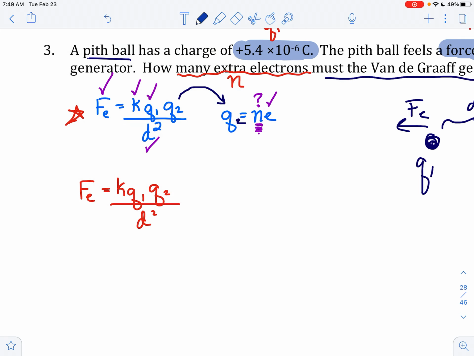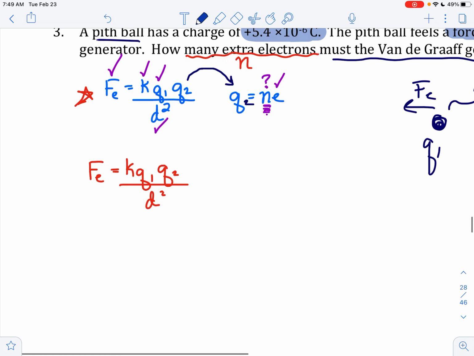How quickly you do this varies. Some students will be able to do this in their head. Others want to do one variable at a time. Some will do multiple variables at a time. If I want to solve for Q2, let's get rid of that d squared first. So I'm going to multiply both sides by d squared.